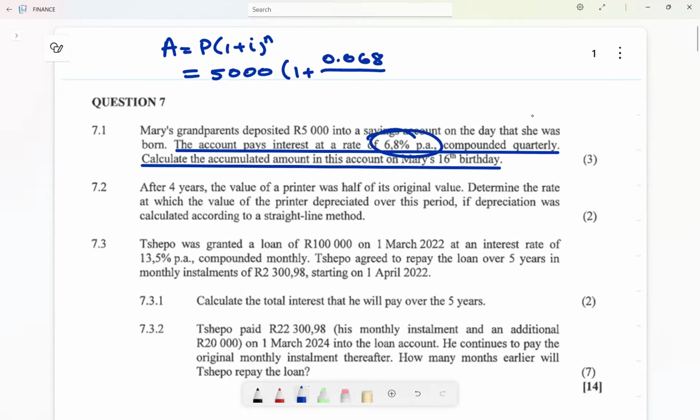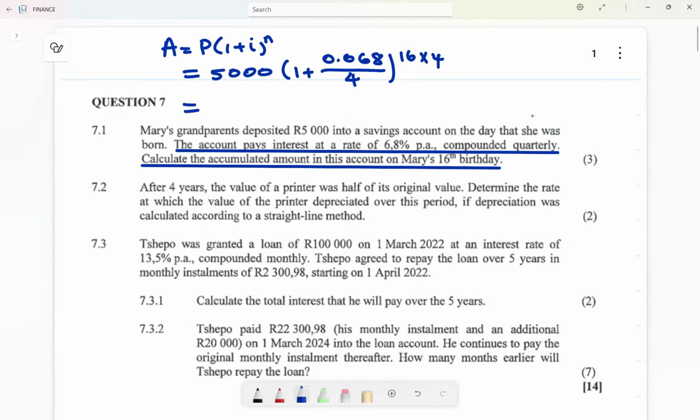But I need to divide by the number of periods in a year, which is 4. Sorry, not 4 years, four times a year. Remember, a quarter is made up of 3 months, so there are four quarters in a year. So n is going to be 60 multiplied by 4. What you wrote here must match the times thereof.